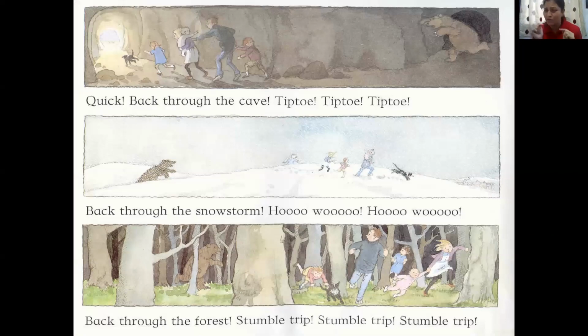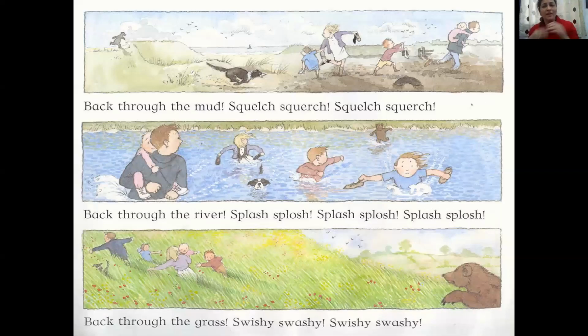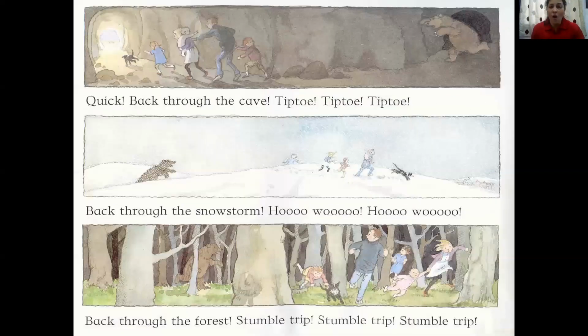We have to go back through the storm again. Woo! Woo! Woo! Okay, is the bear behind us? Yes, the bear. Can you see the bear is behind them? Run, run, run. Oh, we have come across the forest. The big dark forest. Stumble, trip, stumble, trip. Oh, let's go, run, run. And yes, the bear is still following them. Can you see here in the forest, the bear is following them.